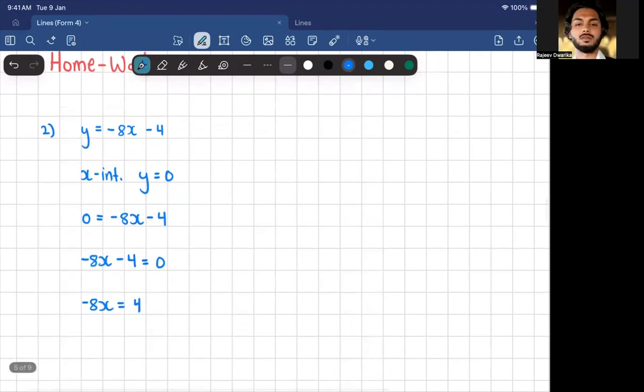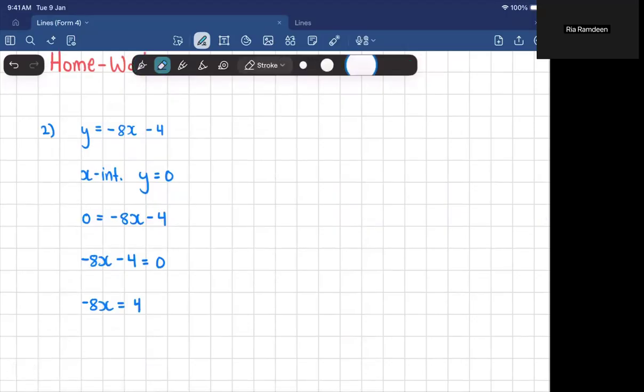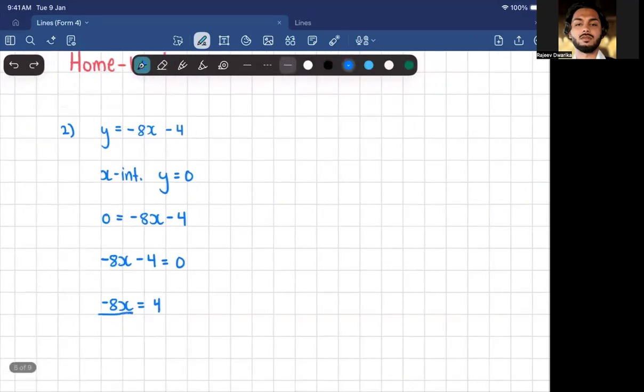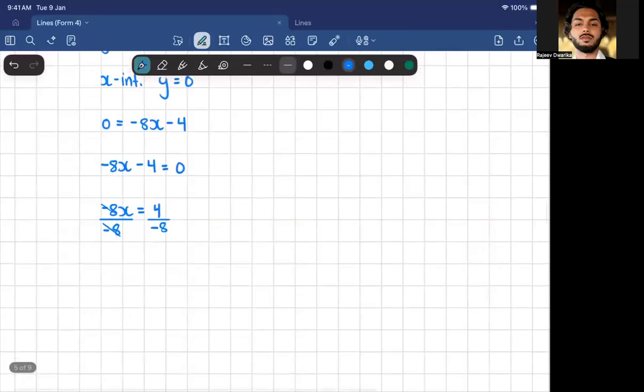I'm going to find for 1x. So what am I going to do now on both sides? We're going to divide by 8. Correct. But if I divide by 8, I will still have a negative there. So think carefully. What should you divide by to totally cancel? Negative 8. Right. Now it completely cancels off. So we end up with x being 4 over negative 8.